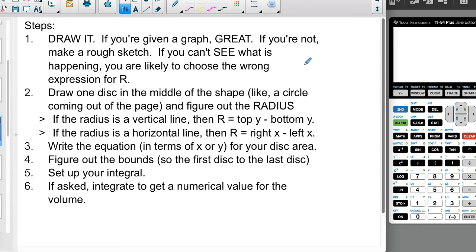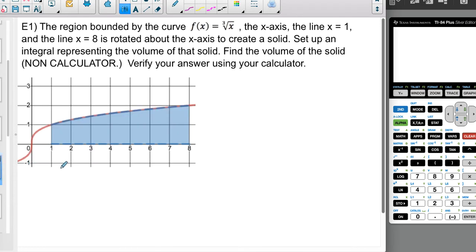Once we write our equation in terms of x or y for the disk area, we go ahead and find our bounds and then set up our integral. Sometimes we'll be asked to integrate, oftentimes we will not. Sometimes we'll just be asked to set up. Notice sometimes we'll be asked to integrate by hand, sometimes we won't. So let's walk through one of these.